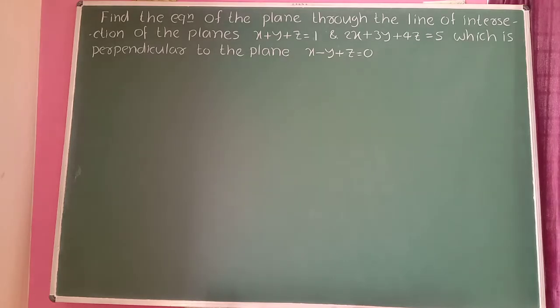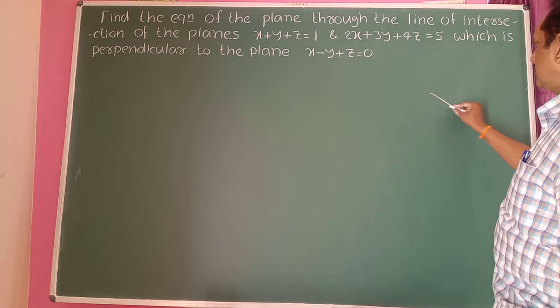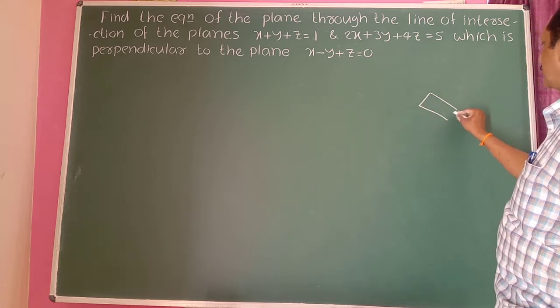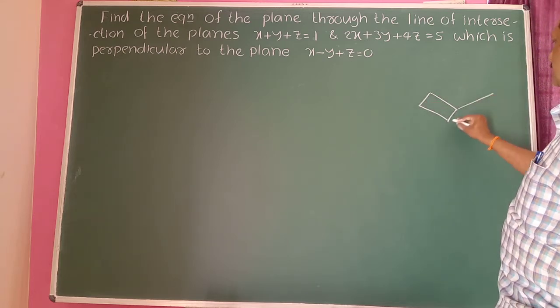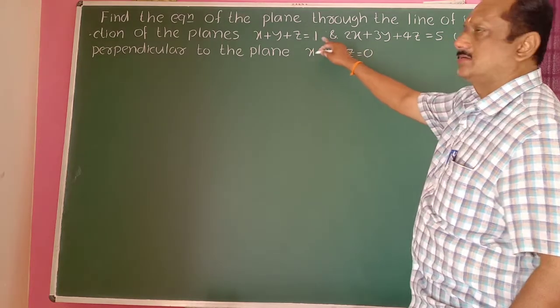Find the equation of the plane passing through the line of intersection of the planes x plus y plus z is equal to 1 and 2x plus 3y plus 4z equal to 5, which is perpendicular to the plane given here. Okay, there are two planes here, already given. This is one plane and this is the other plane. These two equations are given here.